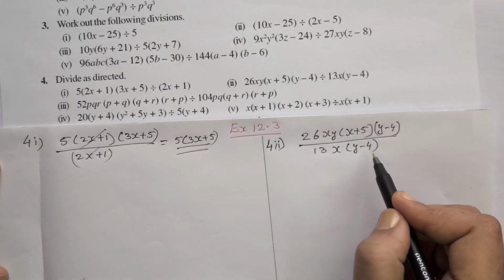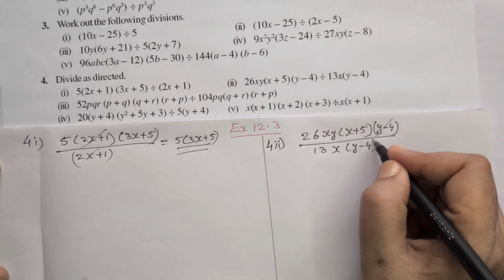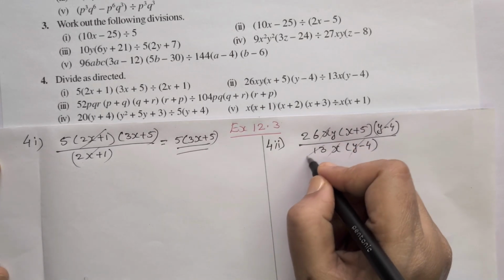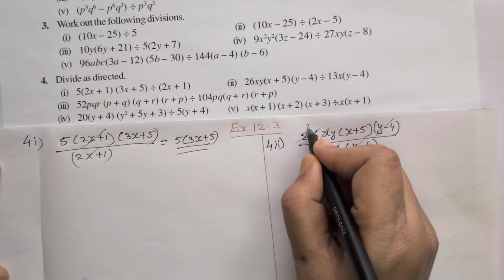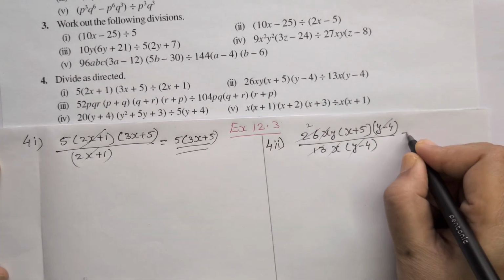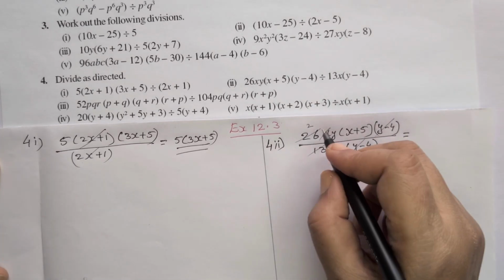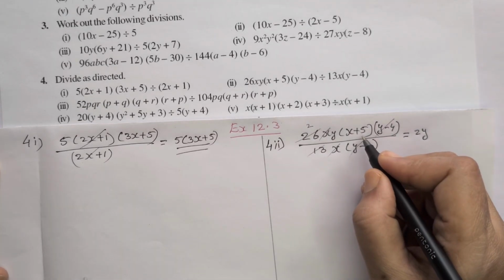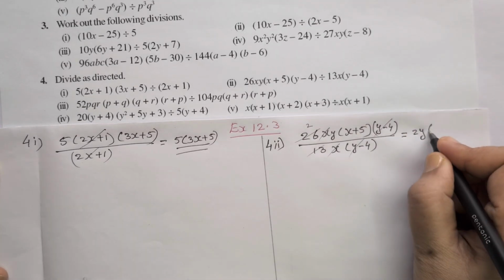Second one, 26xy into x plus y into y minus 4 in the numerator, and the denominator 13x into y minus 4. Here y minus 4 we can cancel, x we can cancel, 13 2 times in 26. So the remaining terms we are getting here are 2 and y, 2y, and this bracket also. So 2y into x plus 5.